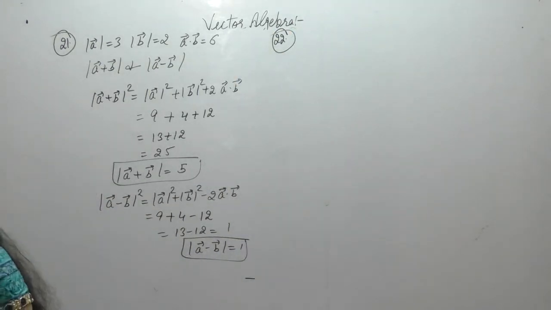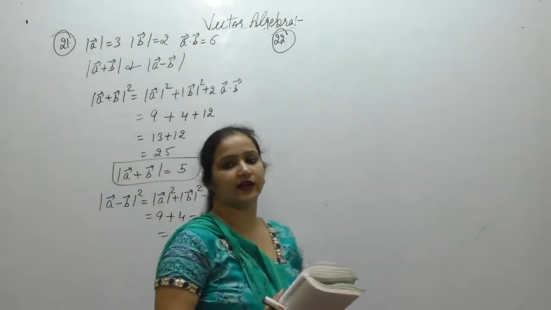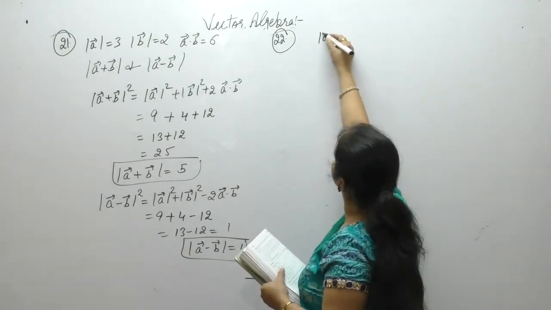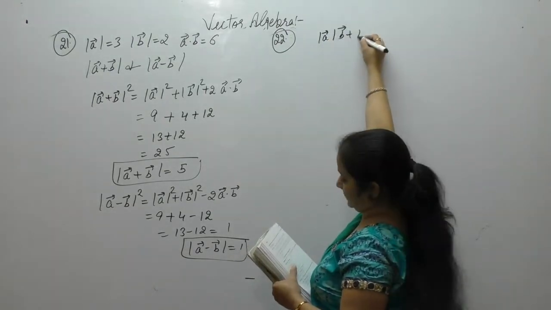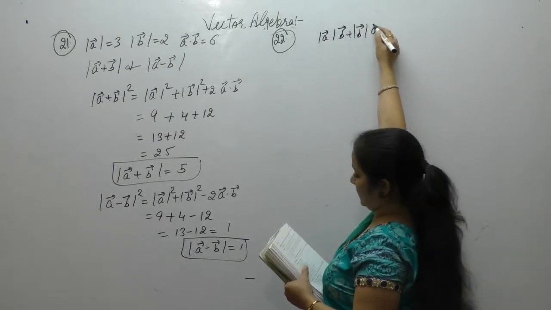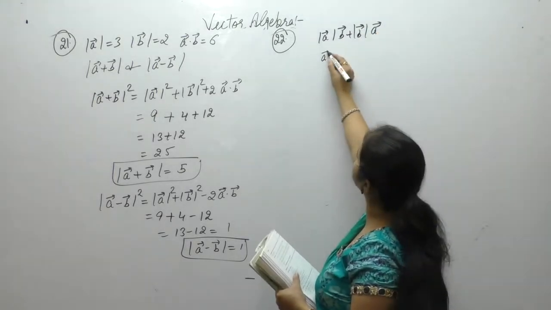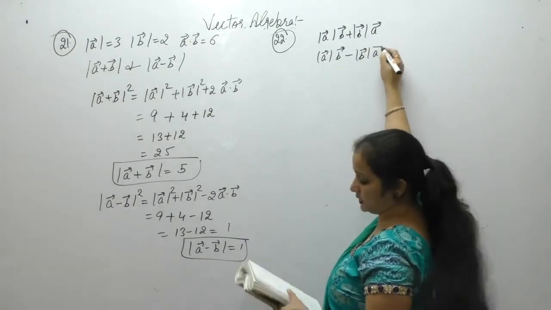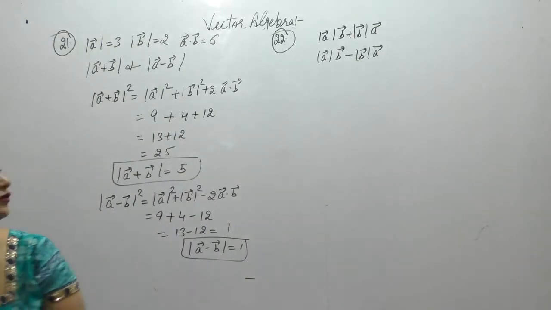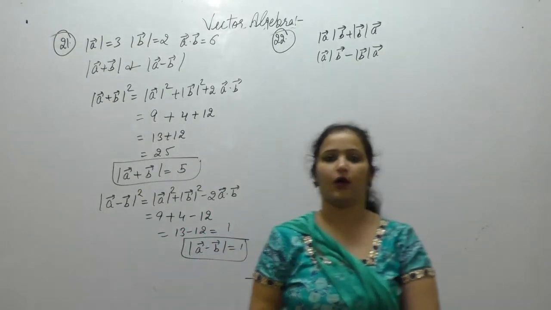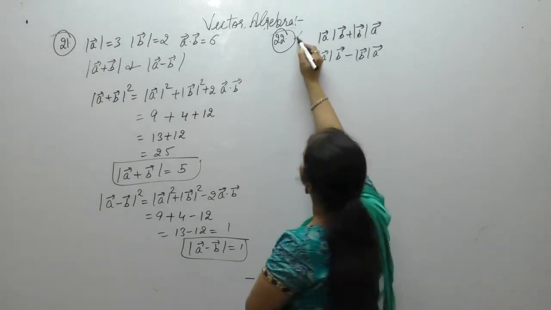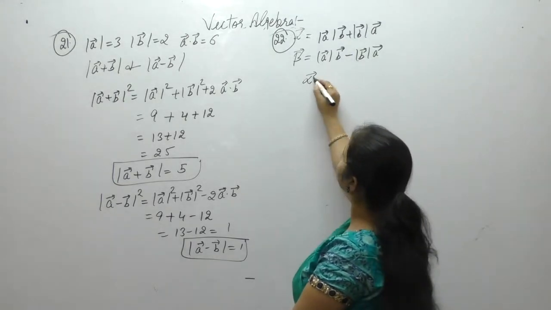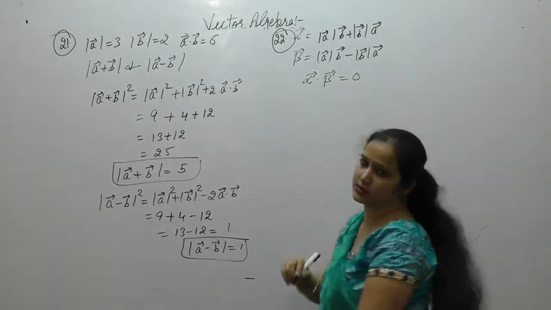Now next one: two vectors A vector and B vector. Prove that the vectors modulus of A times B vector plus modulus of B times A vector is orthogonal to modulus of A times B vector minus modulus of B times A vector. We have to prove that these two vectors are orthogonal. Orthogonal means perpendicular. Let this vector be alpha and this vector be beta. Then we have to show that their dot product is equal to 0.